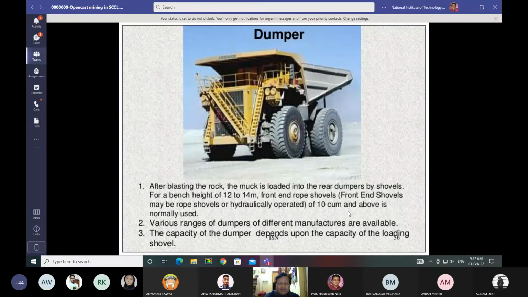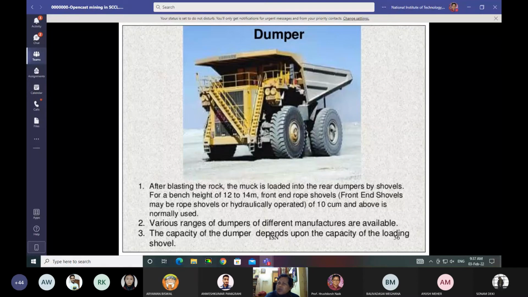Various type ranges of dumpers are available by different manufacturers. Small size dumpers, big size dumpers are also available. So this is a very big size dumper in this diagram. The capacity of the dumper depends upon the capacity of the loading shovel.